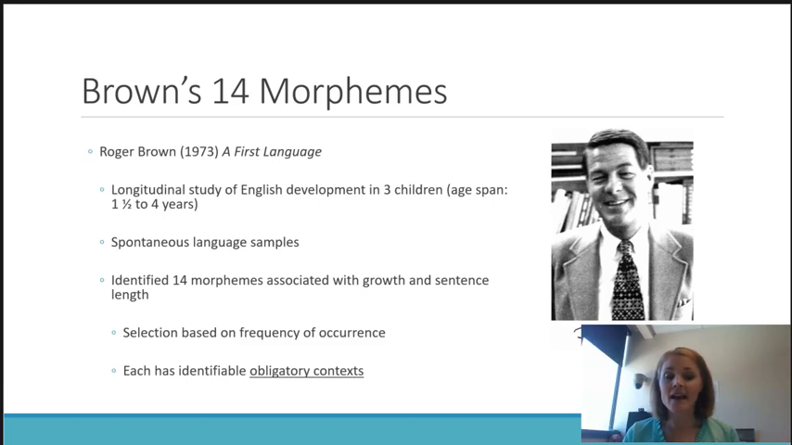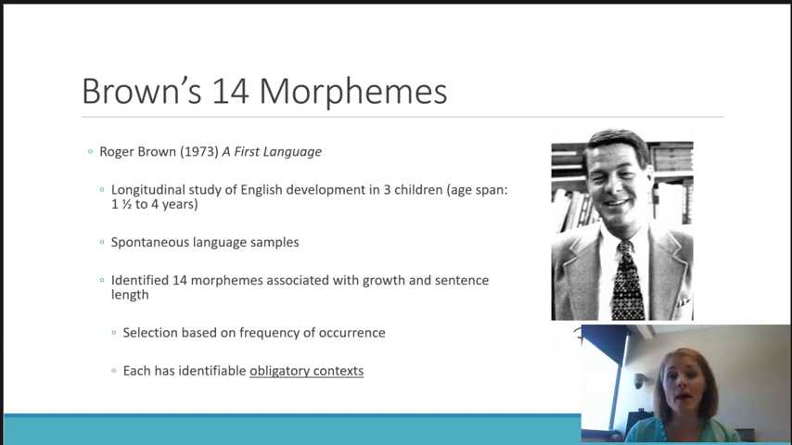And then eventually they added a 3rd child to the study, who they gave the pseudonym Sarah, and they collected language samples from her on a weekly basis. So they did this for 3.5 years, and then they went back to the lab and typed up the transcripts of the language samples and analyzed these samples with the goal of being able to describe the grammatical knowledge underlying the speech that these children were producing.